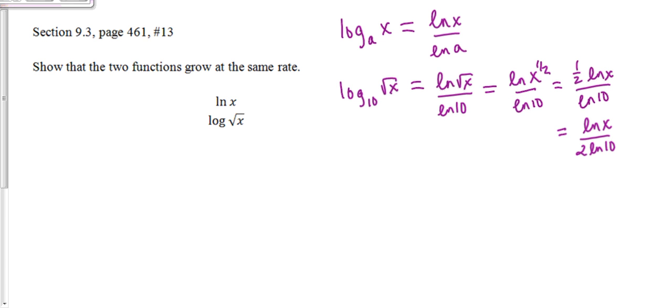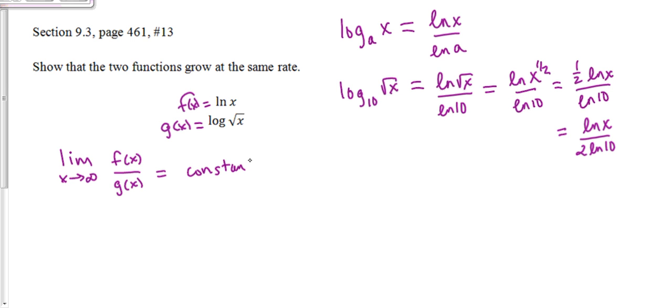So now I can get back to my problem, which is to show that these two functions grow at the same rate. Well, I'm going to let one of them be f of x, and I'm going to let the other one be g of x. And I know that if I take the limit as x goes to infinity of f of x over g of x, that is going to be equal to a constant if those two functions grow at the same rate. So I just want to work out what this limit's going to be, and that should tell me if they grow at the same rate.